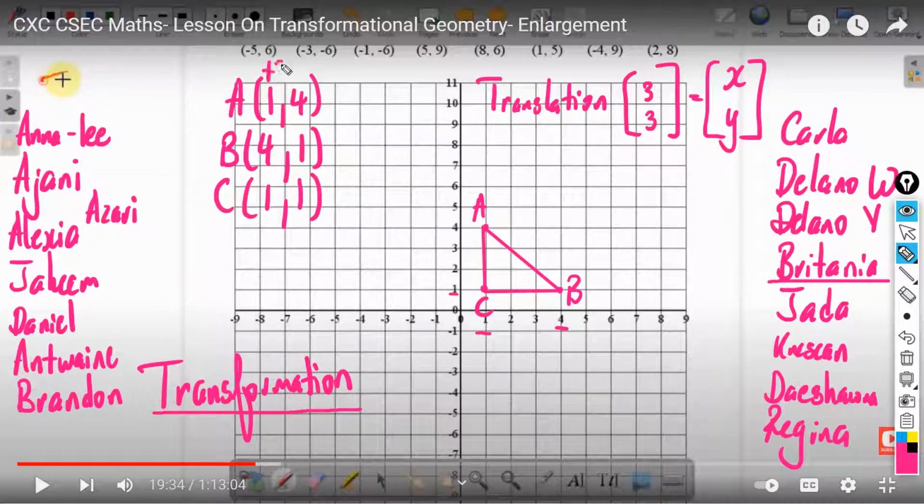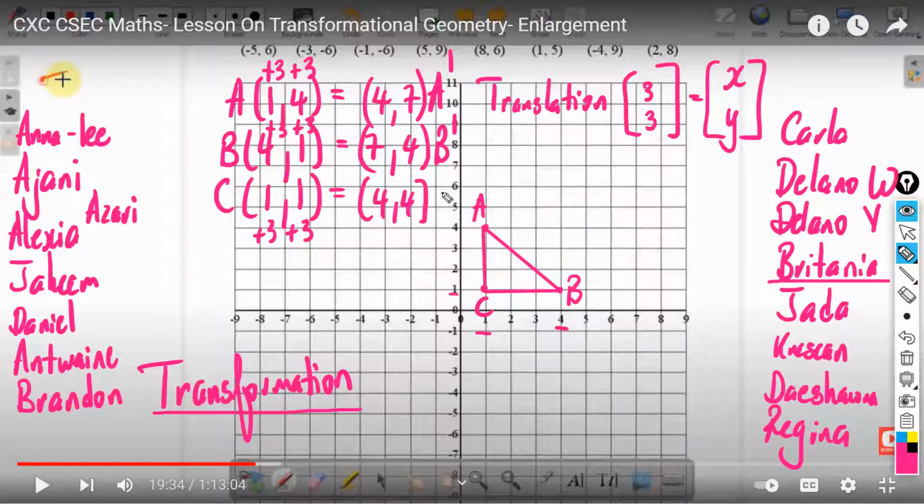So guys, I just need to add 3 to the 1 and 3 to the 4. And I'm going to end up with my new point as 4, 7. Does that make sense, guys? It's kind of easy. So this would be A prime. Same thing here. I just need to add 3 to this one, add 3. I'm going to end up with 7, 4. That's the B prime. And the next point, I need to add 3 to this one and add 3 to this one. And I'm going to end up with 4, 4, right? And that's C prime.